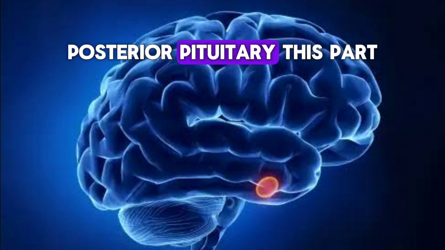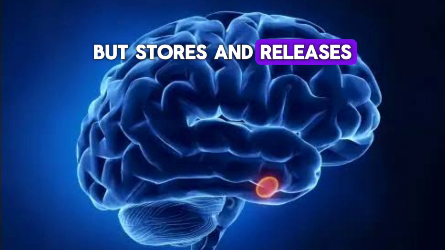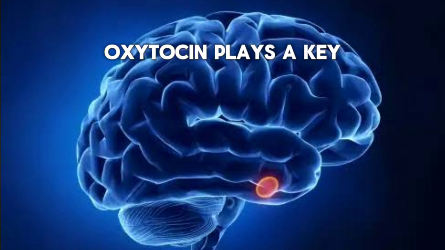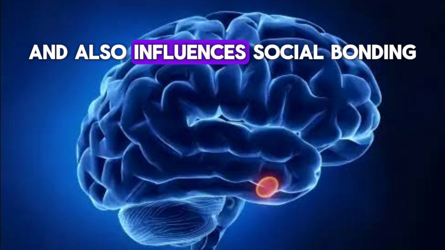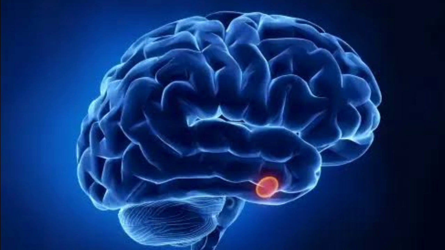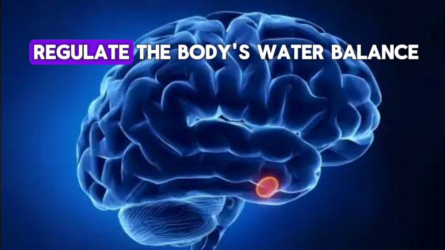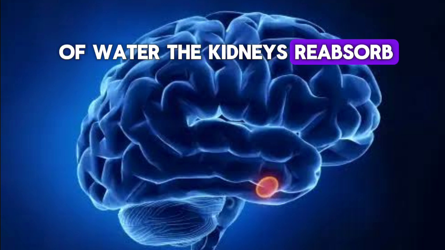Posterior pituitary. This part doesn't produce hormones itself, but stores and releases hormones produced by the hypothalamus. Oxytocin plays a key role in childbirth and lactation, and also influences social bonding. Antidiuretic hormone, ADH, helps regulate the body's water balance by controlling the amount of water the kidneys reabsorb.